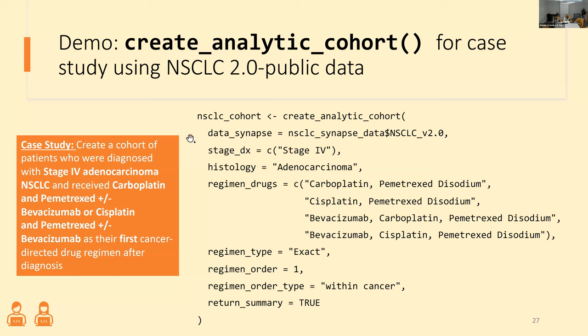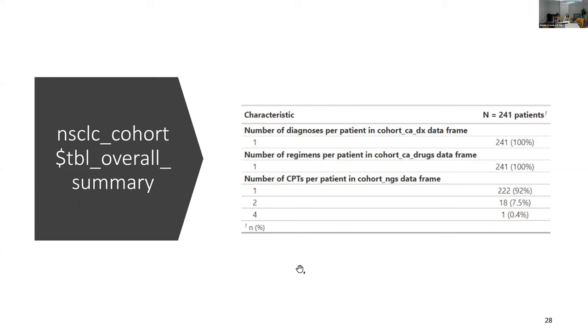Okay, so we'll take a look at what the results of running this create analytic cohort code returns. The first summary table is just called tbl overall summary, and it shows the number of diagnoses, regimens, and cancer panel test reports. We'll use cancer panel test report or CPT interchangeably with next generation sequencing, NGS. So we'll see that we have data returned for 241 patients, and each patient had one diagnosis since the default was to select the first index cancer per patient. And because we specified a particular drug regimen and we wanted it to be the first regimen, we have one regimen per patient. So we have 241 regimens.